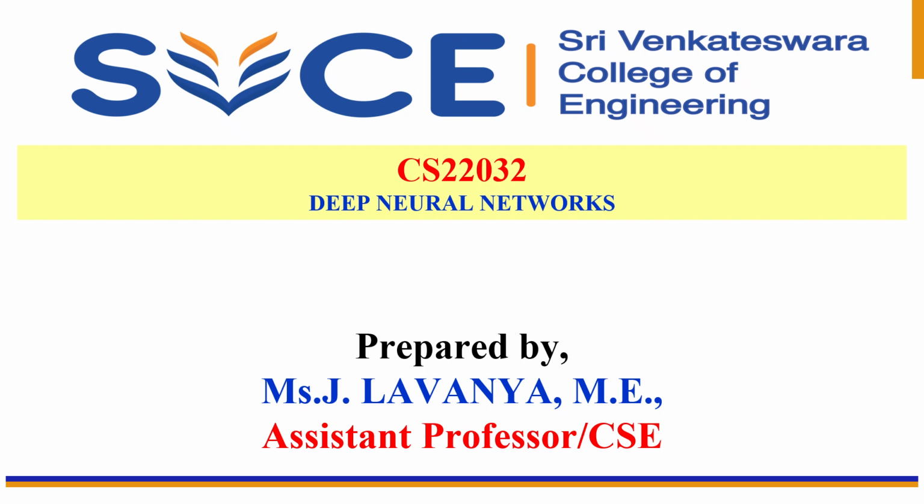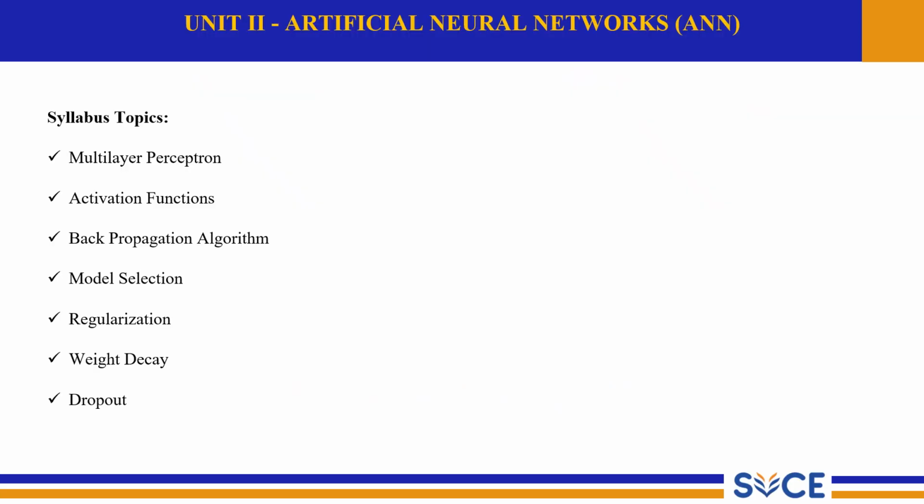I will be guiding you through today's lesson. In this session we will study Unit 2, Artificial Neural Networks. In this unit, we will learn about how neural networks are built and how they work. We will also cover important topics such as multi-layer perceptrons, activation functions, and learning algorithms. Let's get started. In this unit, we are going to cover these topics related to artificial neural networks.